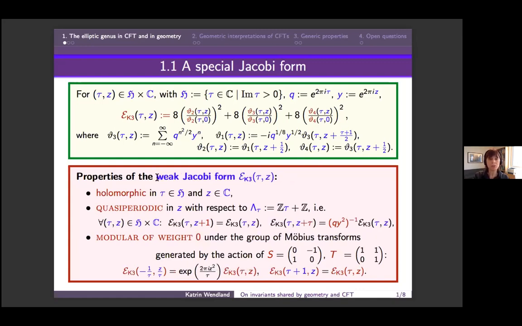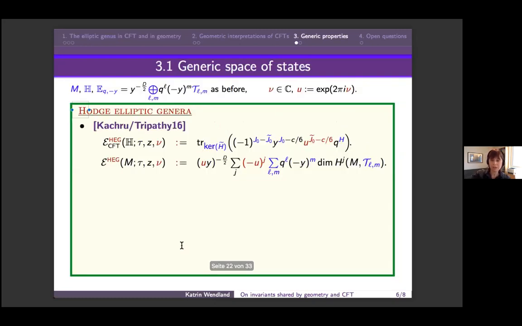Indeed, EK3 is what we call a weak Jacobi form. It's still holomorphic both in tau and in Z. It's still quasi-periodic with respect to Z when we shift by the elements of this lattice. Of course, the prefactor has changed a little bit because we have to take into account that we squared everything there. And also the modularity gets inherited, and the modularity even becomes nicer.